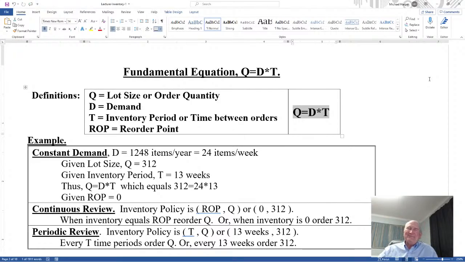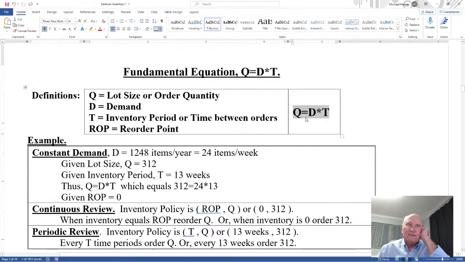It's kind of like back in physics, if you remember in physics in high school, that was my first degree, physics. Distance equals velocity times time, or volts equal current times resistance in ohms, that kind of thing. So you have fundamental relationships, okay? And so this is the fundamental relationship of inventory theory.